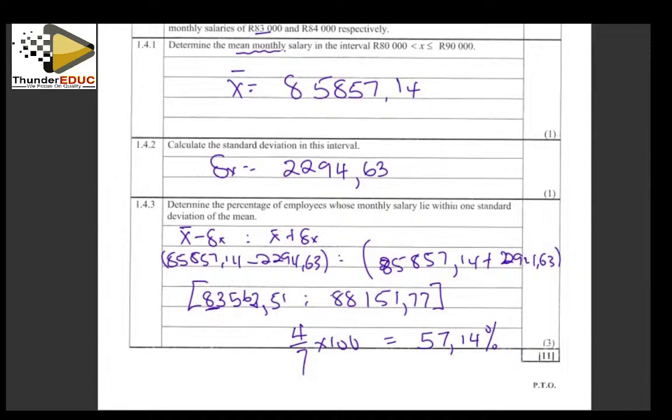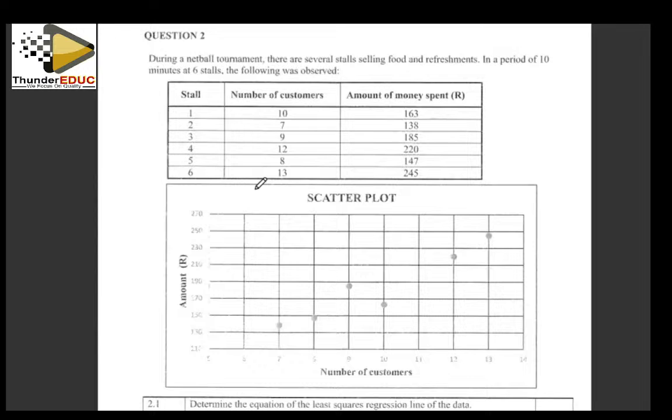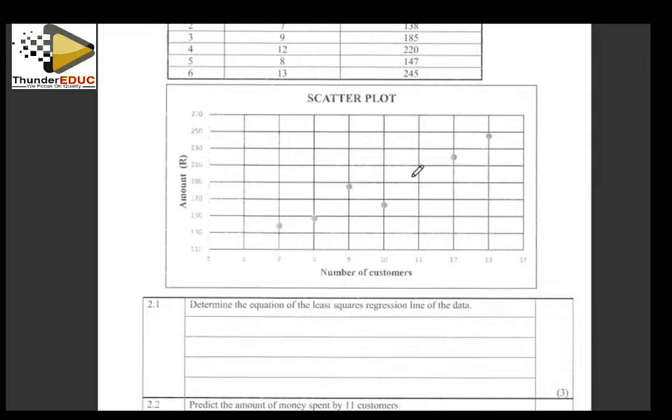Okay. Let's look at question 2. Question 2, we have the bivariate. During a netball tournament, we have several stalls selling food and refreshments. In a period of 10 minutes, at 6 stalls, the following were observed. So we look at the number of customers and then the amount of money that was spent. Okay, we can show this information. And then we have our scatter plot drawn for us. And then the first question is asking for us to determine the equation of this regression line.